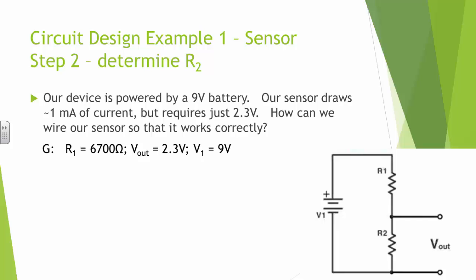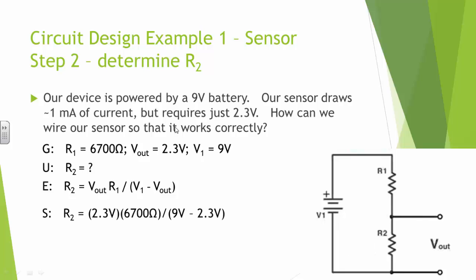Okay, the next step, once we know R1, we'll just use 6,700 ohms. We need to find R2. So given R1, we can take our expression for R2 in terms of our output voltage, R1, and our input voltage, and substitute in our output voltage, 2.3 volts, R1 of 6,700 ohms, divided by our voltage drop. And the answer we get is 2,300 ohms. And so this is our voltage divider design: R1 of 6,700 ohms, R2 of 2,300 ohms. And that should give us 2.3 volts of output voltage.